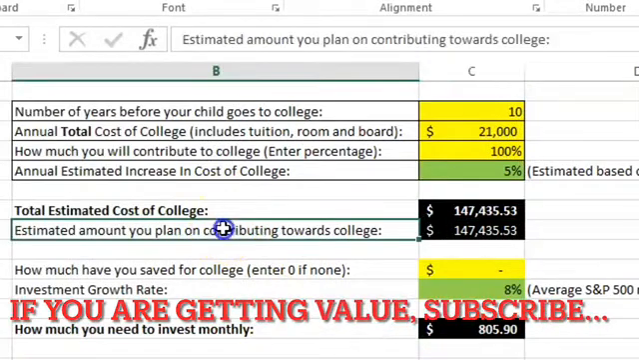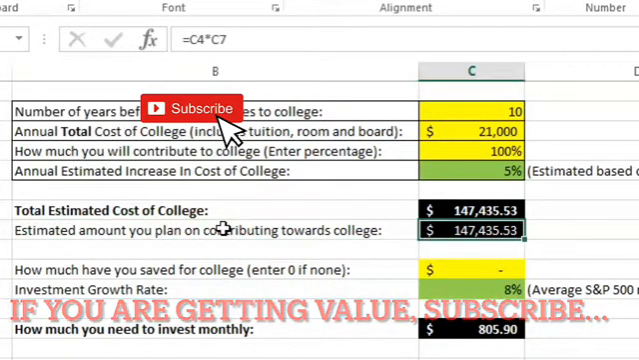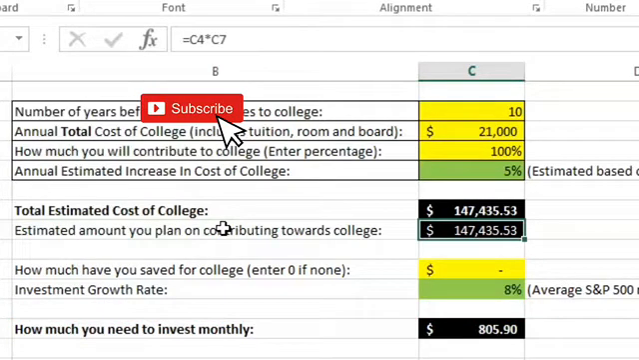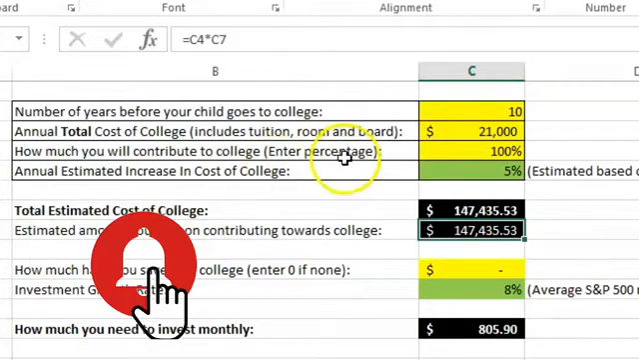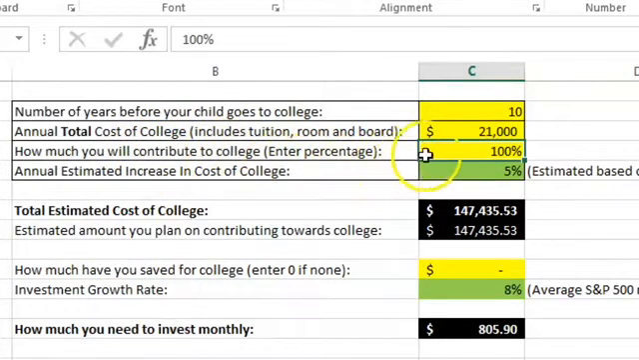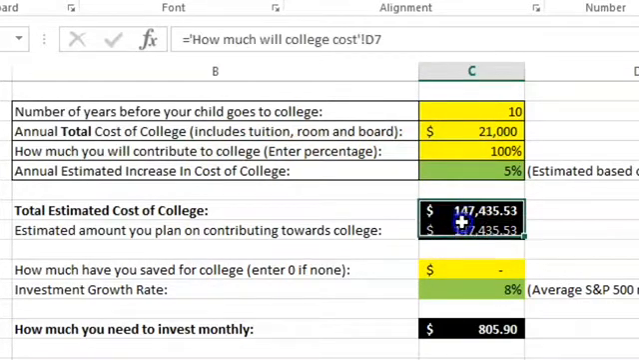And then the next row here basically says the estimated amount you plan on contributing to college is also $147,000. And this is where this field was actually irrelevant, right? So as I said, if you're willing to contribute 100% towards your kid's college, then this number is going to mirror it, right? It's going to be the same in both of these cells.